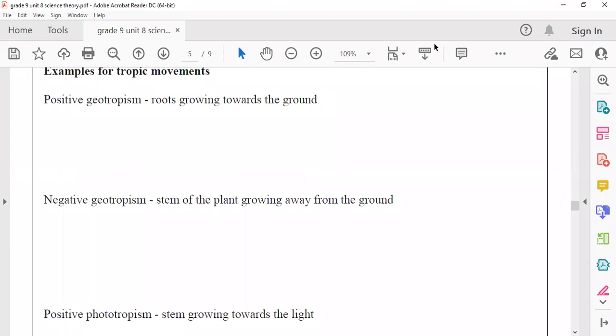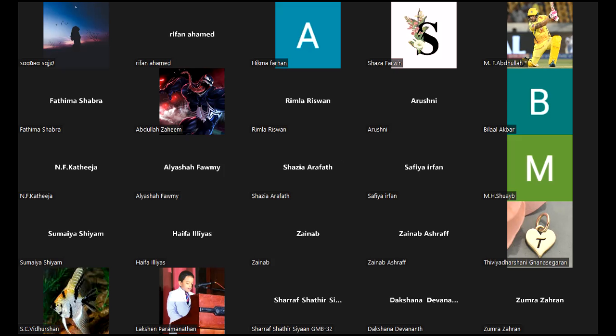One tropic movement they call by what name? Positive geotropism. We will try to understand positive geotropism rather than going for the notes and telling. First, you have to understand it. That is more important.